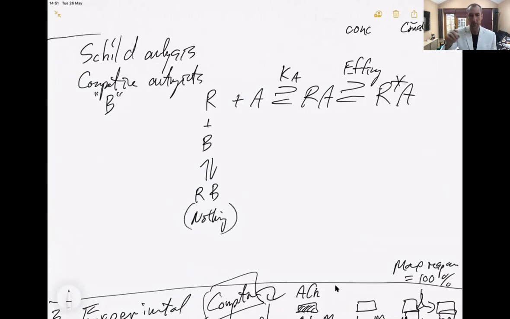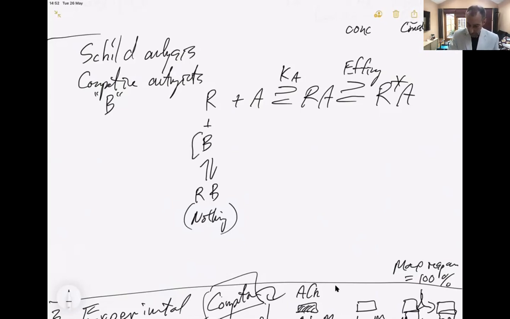Other than we've got all these linked equilibria. If you remember a principle, Le Chatelier's principle, if you have linked equilibria, if you push harder on one end, it will shift through all the equilibria. If you pull on one end, it will shift everything back. So if you add something, it will shift it. We can predict what that is.